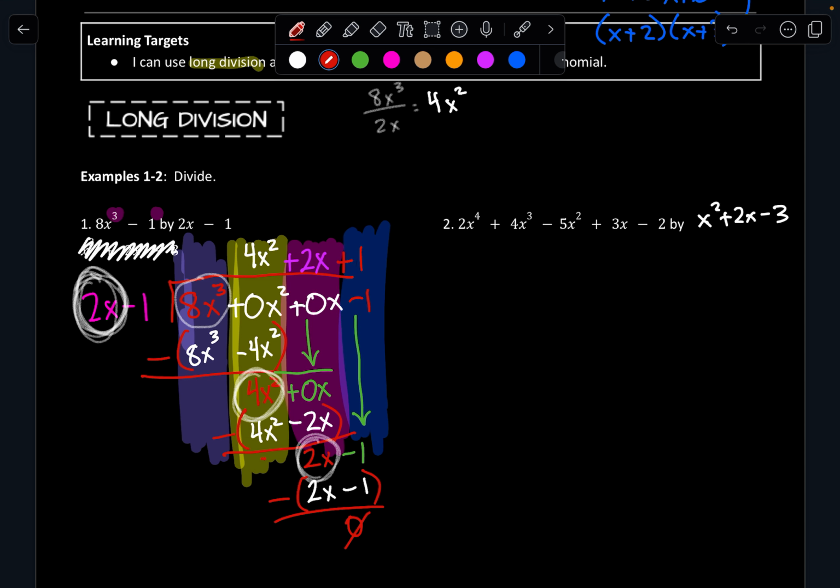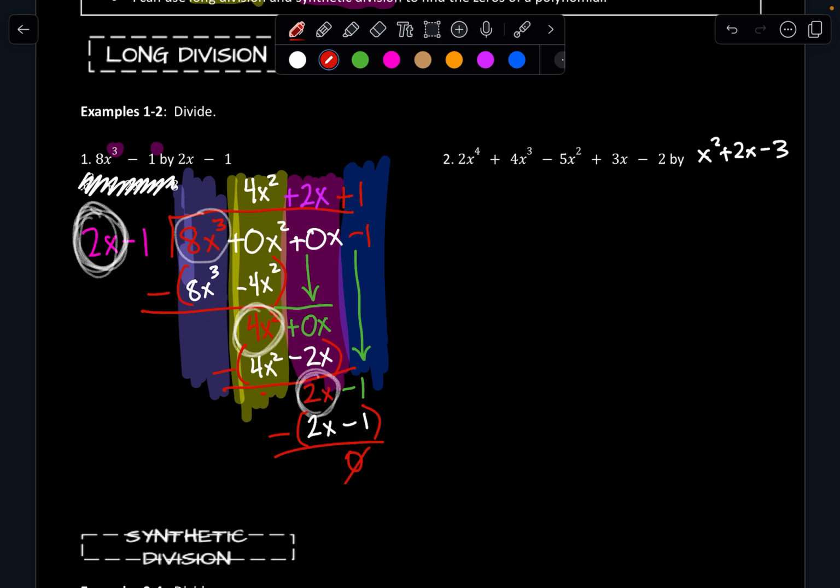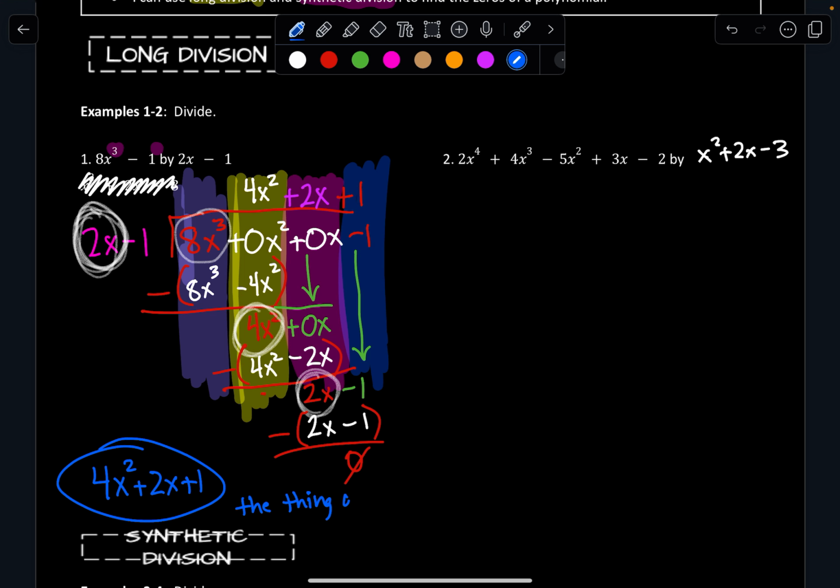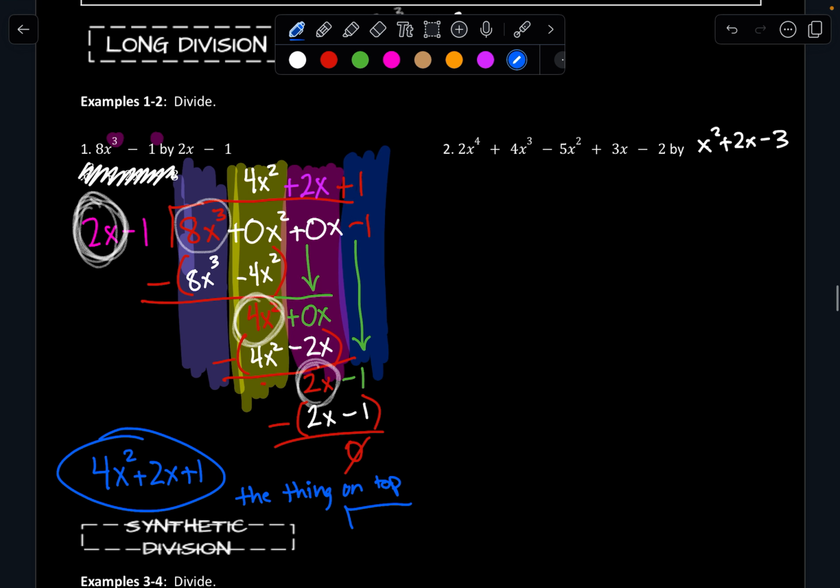So when they wanted us to divide, our solution, or like the final answer, is 4x squared plus 2x plus 1. It's the thing on top of the square, the division symbol. Okay, so the next one, super similar, just different numbers. It just takes a little bit of practice. So again, just be patient.